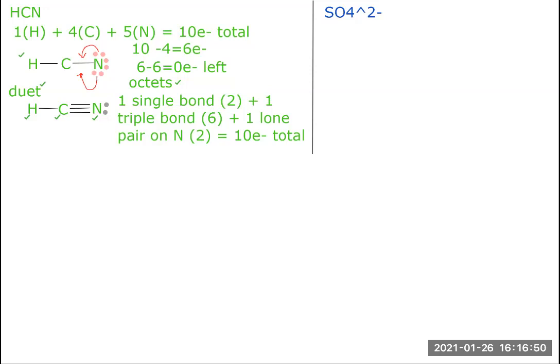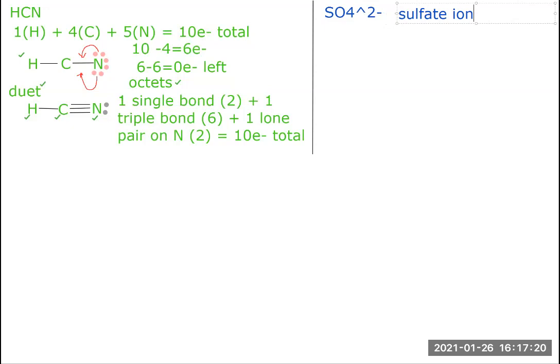SO4 2-, the sulfate ion. It's not formatted properly because I cannot write the 4 in subscript and I cannot write the 2 minus in superscript. But yes, this is the sulfate ion. So we see that sulfur and oxygen are both nonmetals, so that's covalent bonding between them.